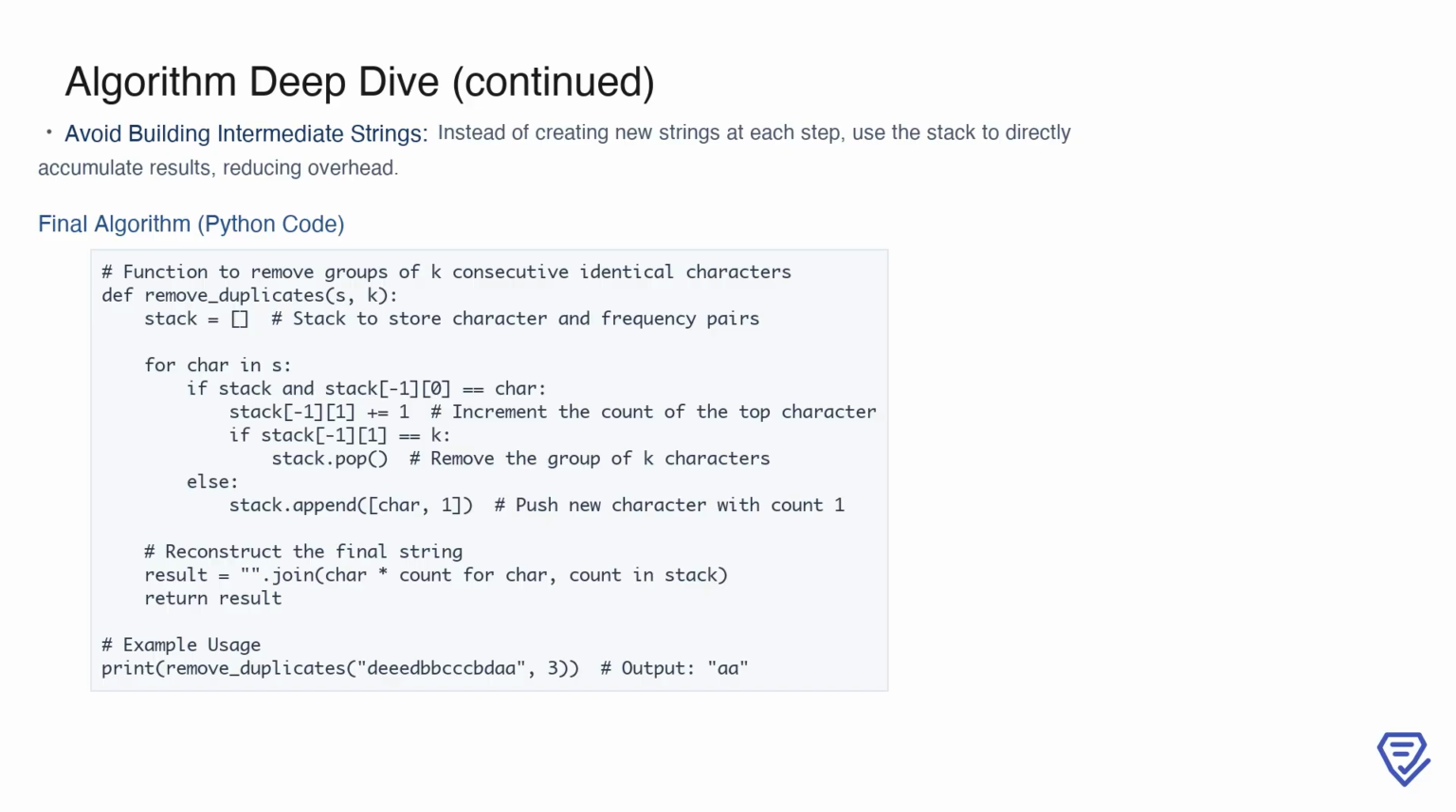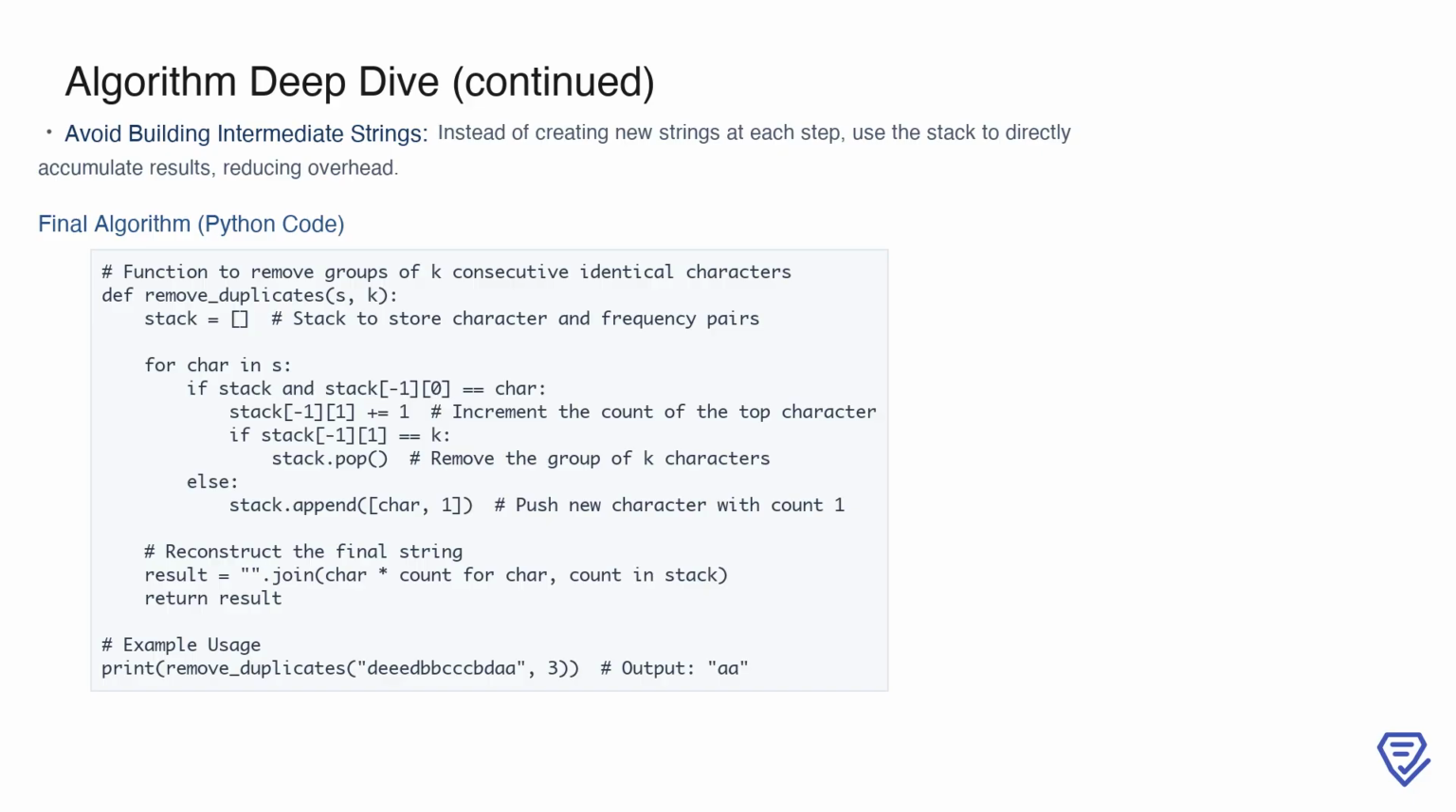To optimize further, we avoid building intermediate strings during the process. Instead of creating new strings after every removal, we directly use the stack to accumulate results. This reduces overhead and improves performance. The final implementation in Python follows this approach.